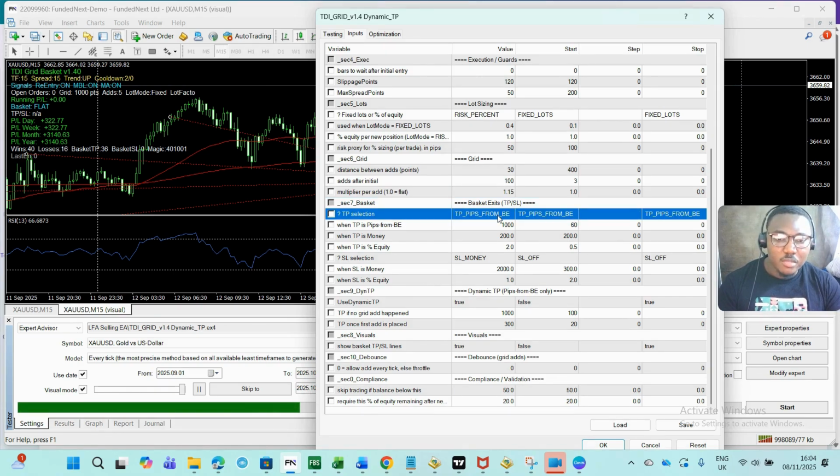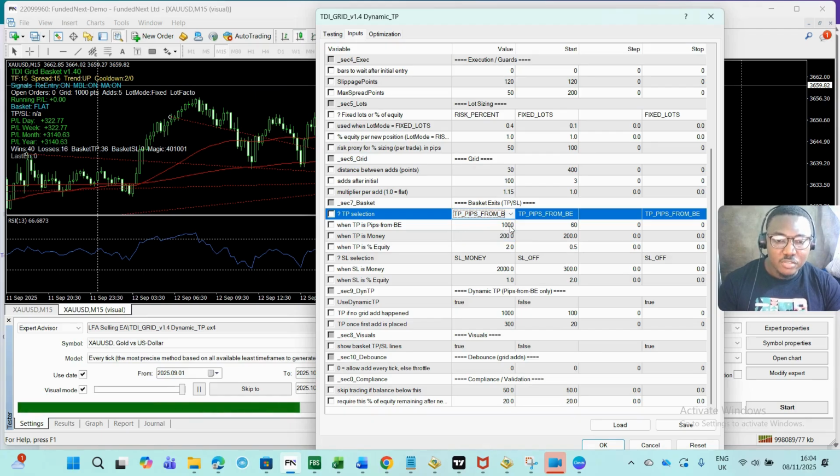Now let's talk about the basket TP. The basket TP also gives you three options. You can either TP from break even, you can use TP money, and you can use TP equity. It depends. TP percentage equity: if you are trading with a prop firm, you can set your 1% risk and use your 2% take profit, for instance.